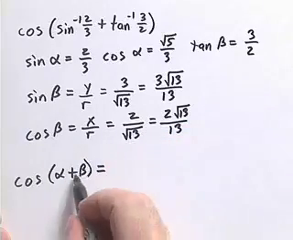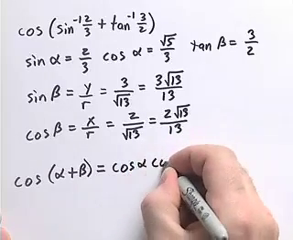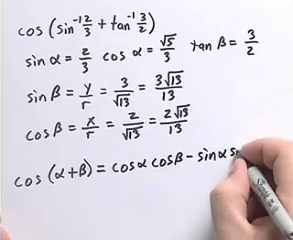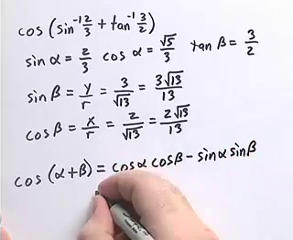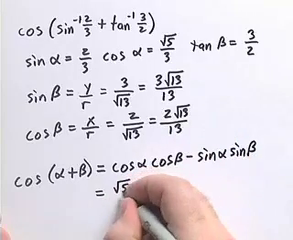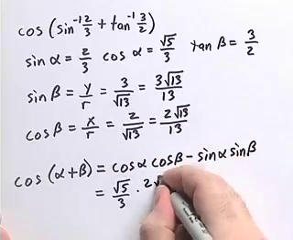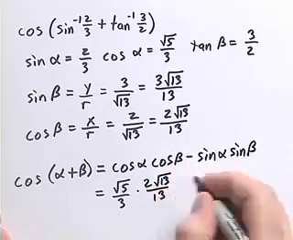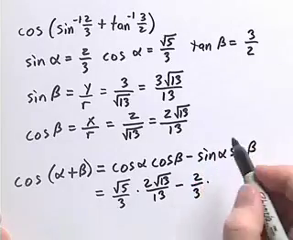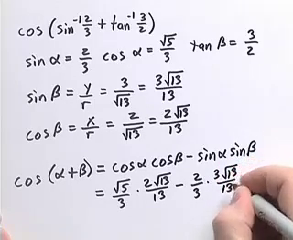We're going to use the sum rule for cosine to rewrite this as cosine alpha cosine beta minus sine alpha sine beta. Then we're going to plug in our known quantities. You know that cosine alpha is the square root of 5 divided by 3. Cosine of beta is 2 times the square root of 13 over 13. Sine of alpha was 2/3. And the sine of beta is 3 times the square root of 13 over 13.